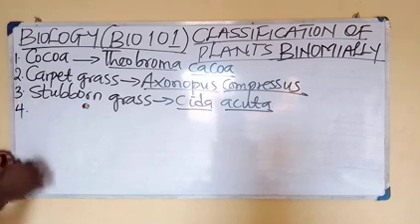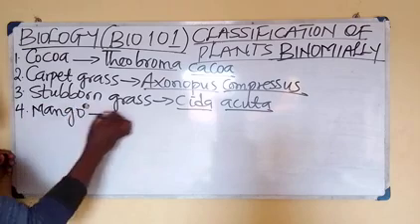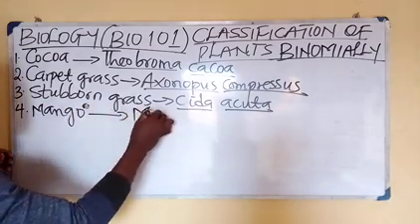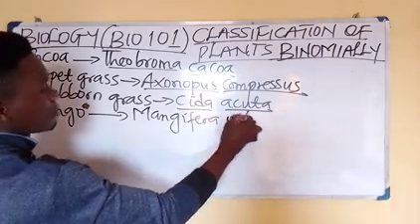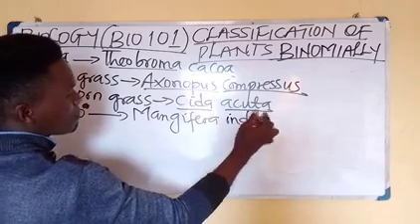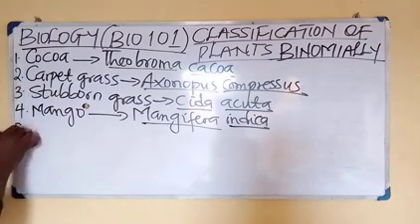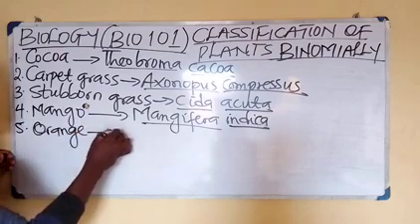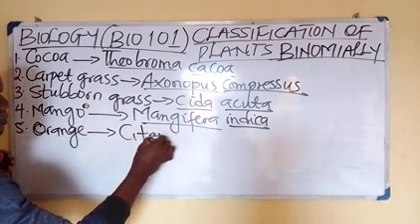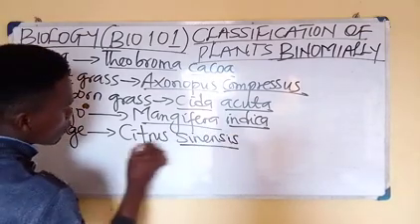Then four. Of course, mango. Mango is a common one. Mango is Mangifera indica. Very easy. Don't say the names are too big. Give it your time. Then orange. Yes, this is also common. Orange, that is Citrus sinensis. These are common ones.